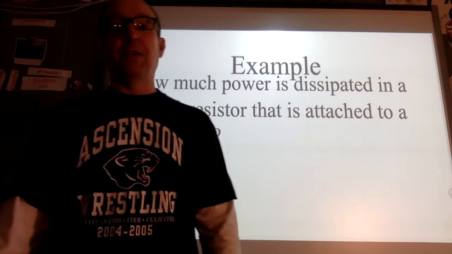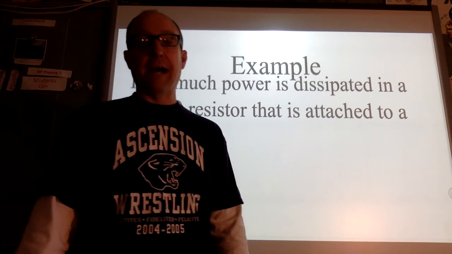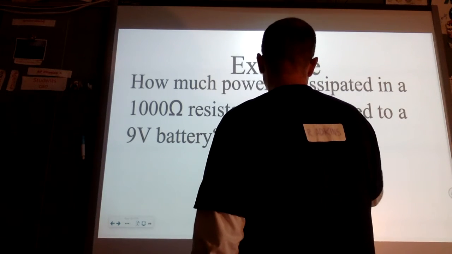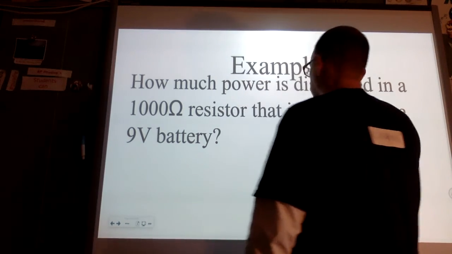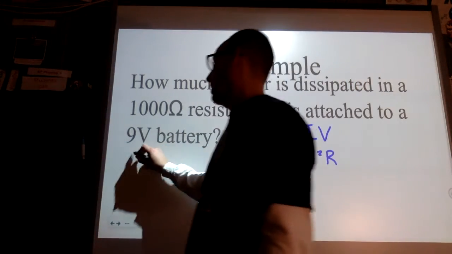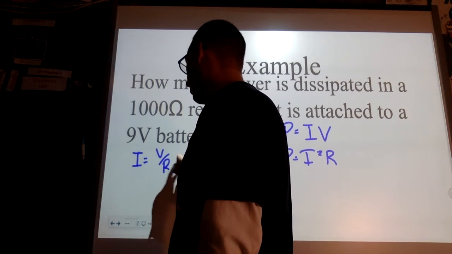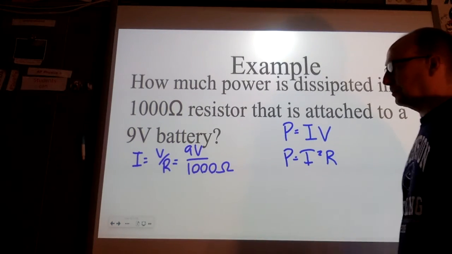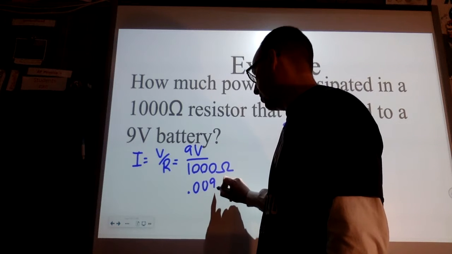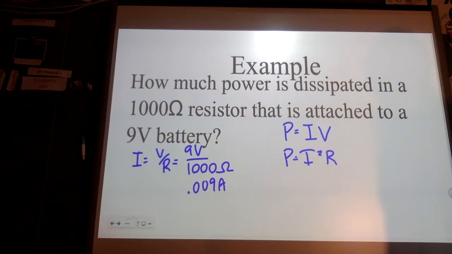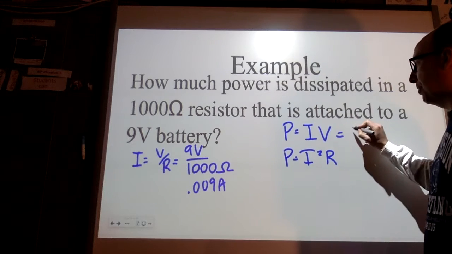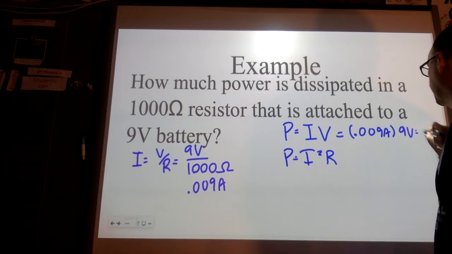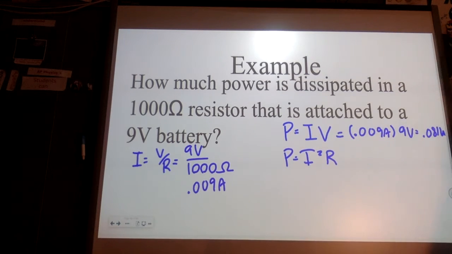So you're going to assume you have ideal conductors, so we can apply the equation derived from Ohm's law. We know that P is equal to IV or equal to I squared R, but we don't have I, but we know V and we know R, and we know that our current is going to be equal to our voltage divided by our resistance. And so this is going to be equal to 0.009 amperes. And so my power would be equal to 0.009 amperes times 9 volts, or 0.081 watts.